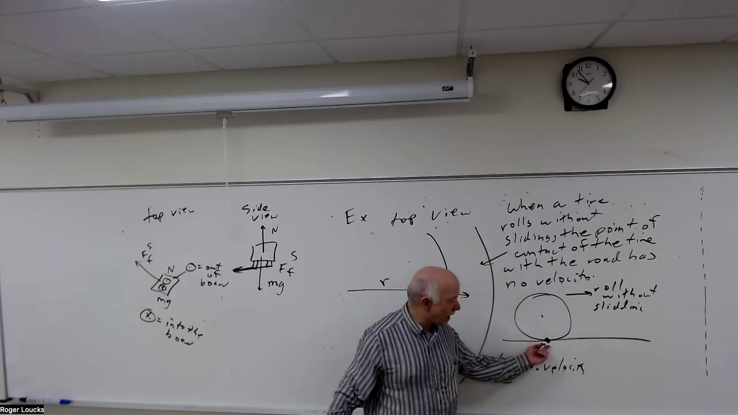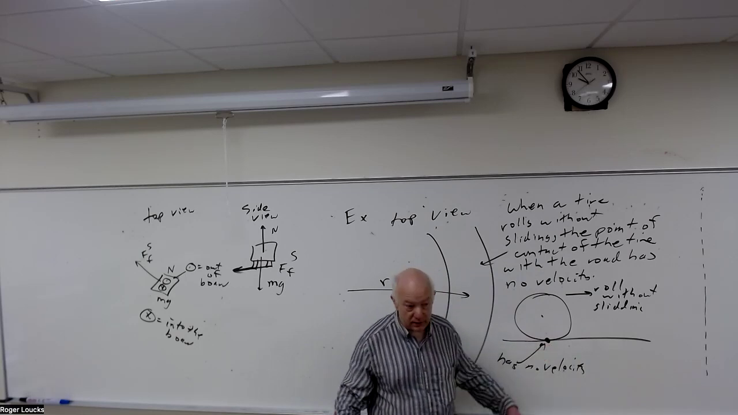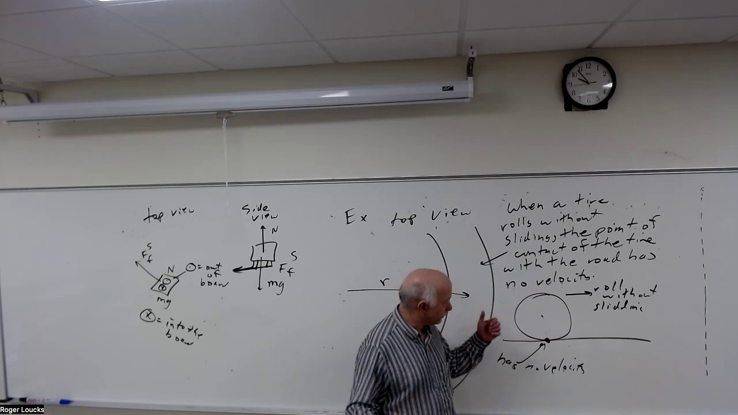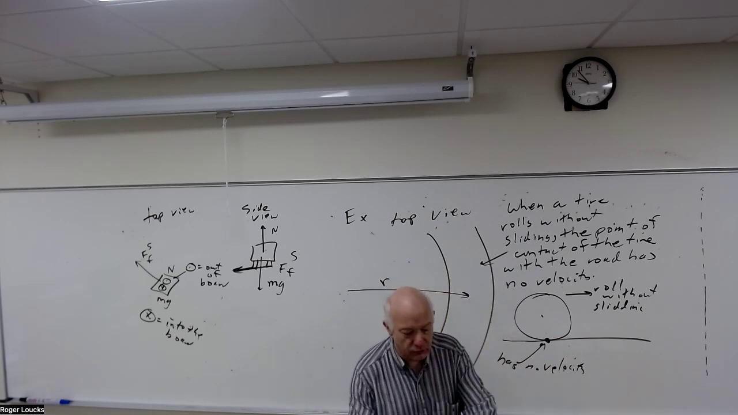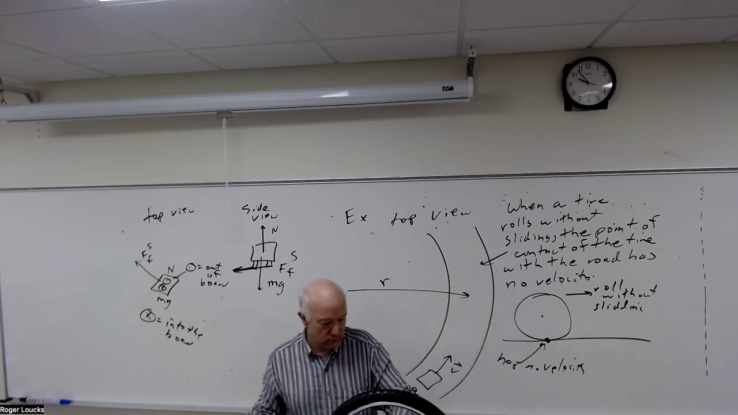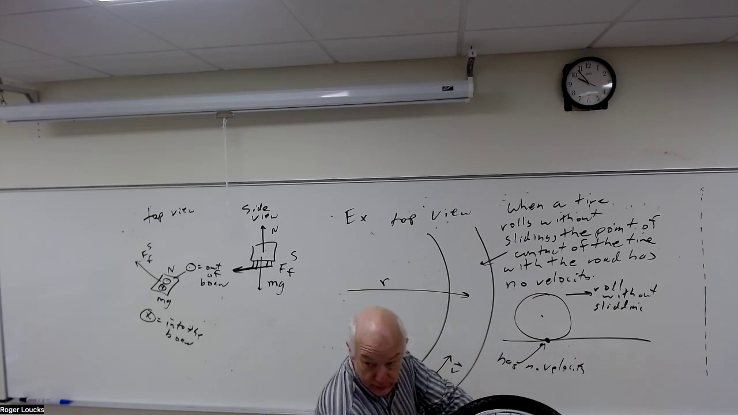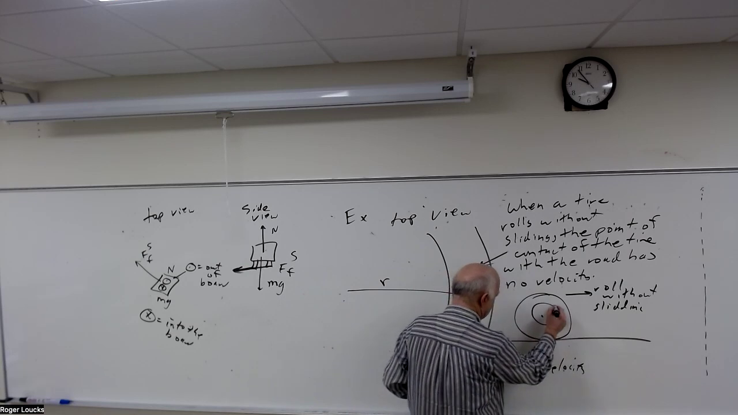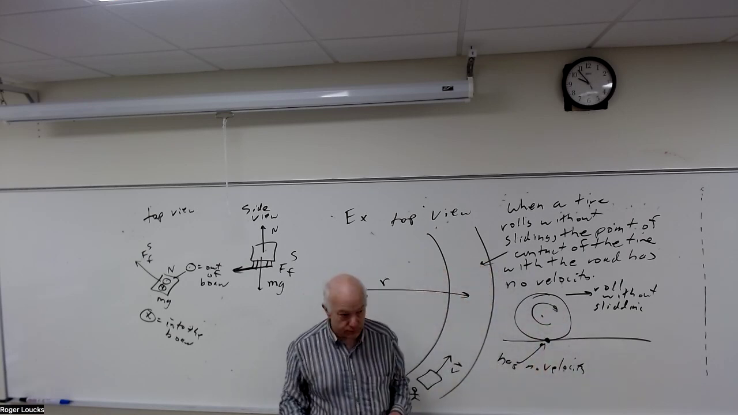Okay, so if it has no velocity, then the friction here has to be static friction, of course. That's why that's going to come in. So let me try to convince you of this. First of all, if this tire is going like this, which way is it rotating? It's rotating this way. That's how the tire is rotating.